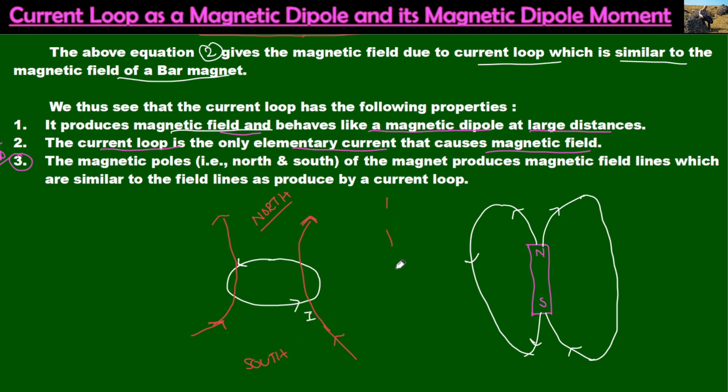So when you compare this coil and this magnet, the magnetic field lines generated by this current carrying coil and the magnetic field lines created by this bar magnet are analogous, or are the same.